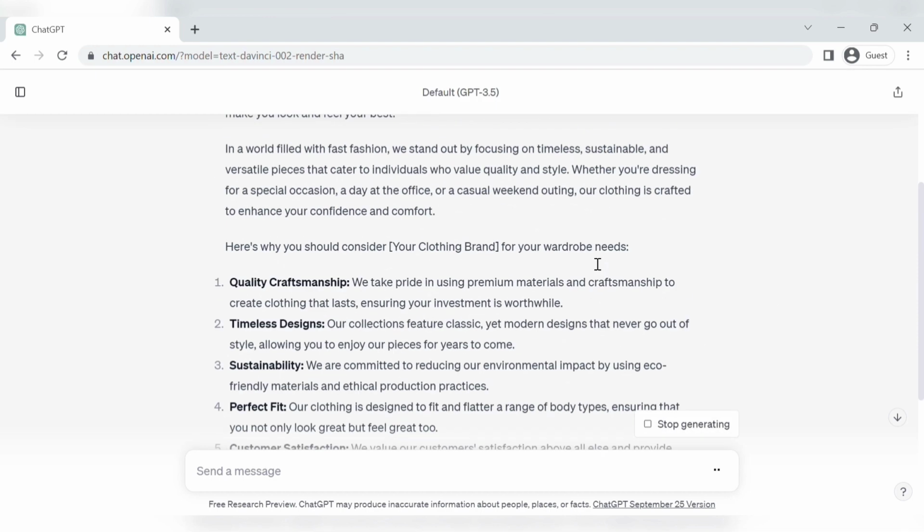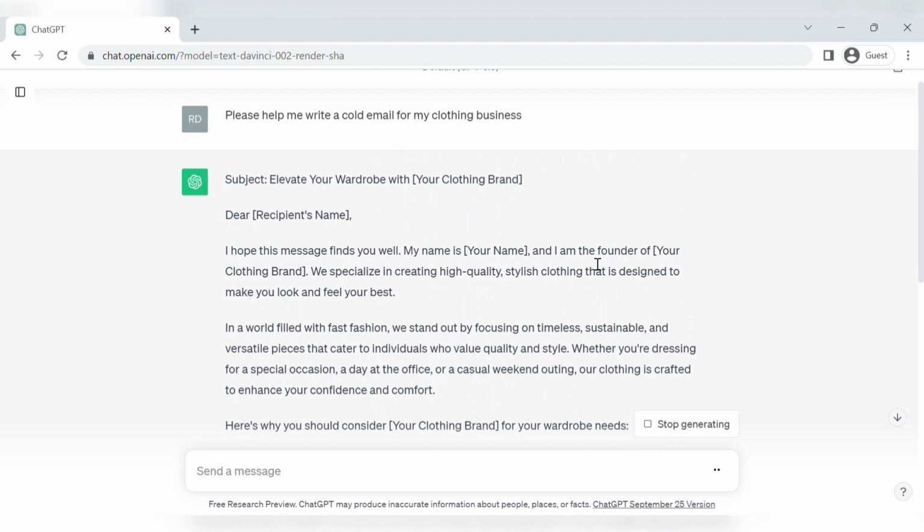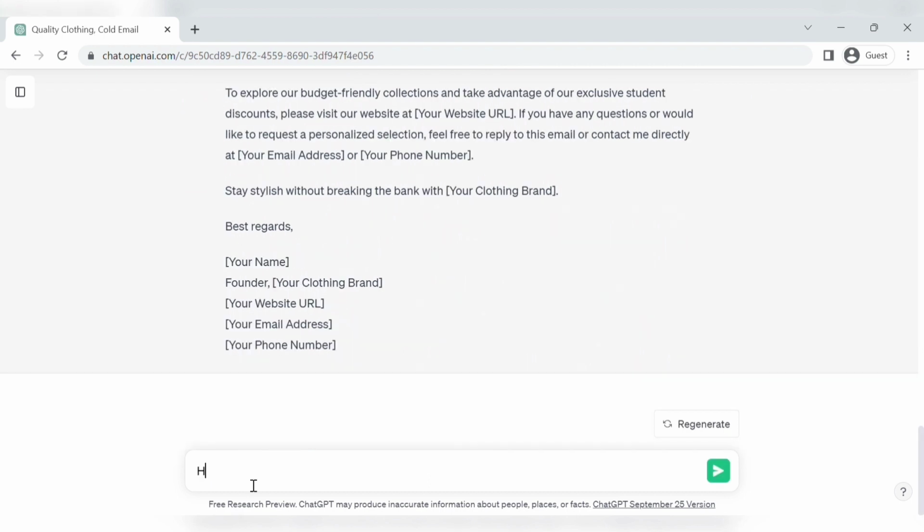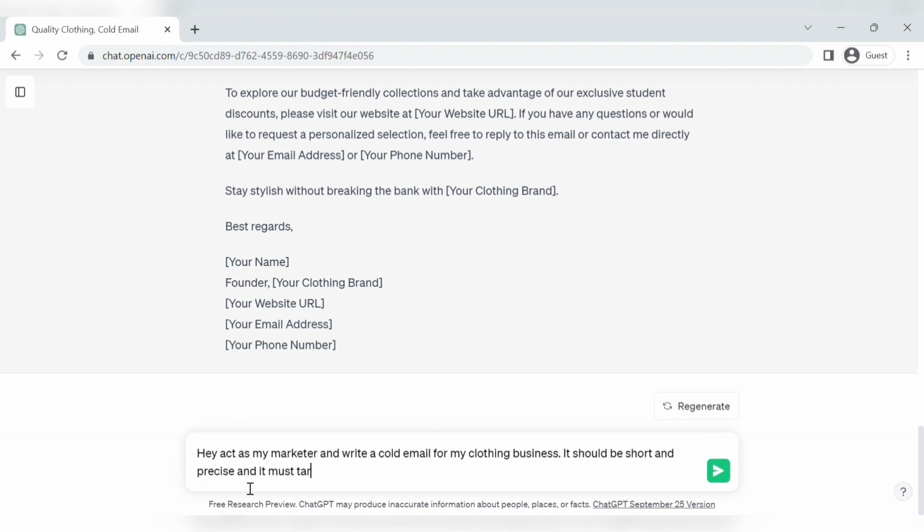The purpose of this email must be to make your customers aware about your business or your services. But how will you do it if nobody reads it? So now, let's learn how to use ChatGPT efficiently. Here, I am telling ChatGPT to act as my marketer and write me a cold email for my clothing business. The email must be short and precise so that it's easier for my customer to read, and it must focus on the pain point of my target audience.